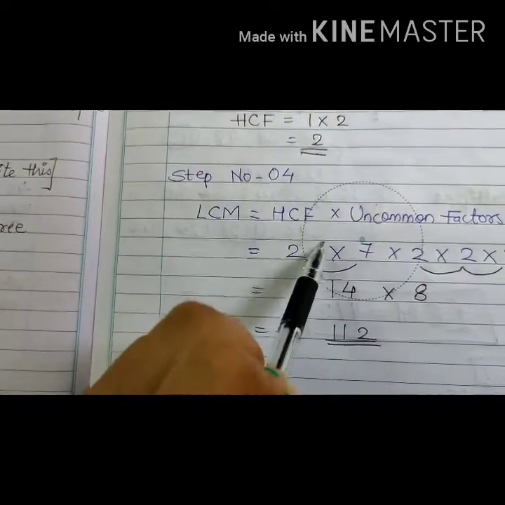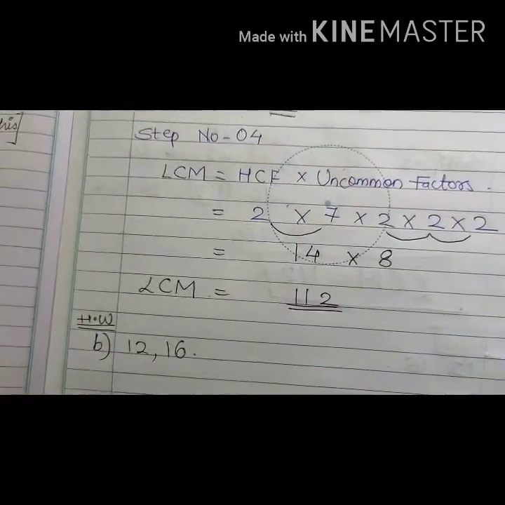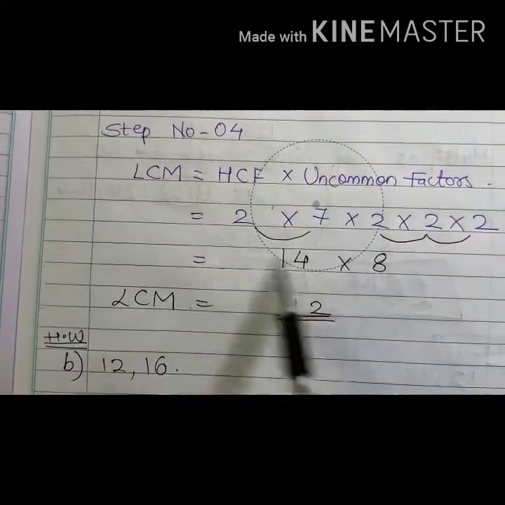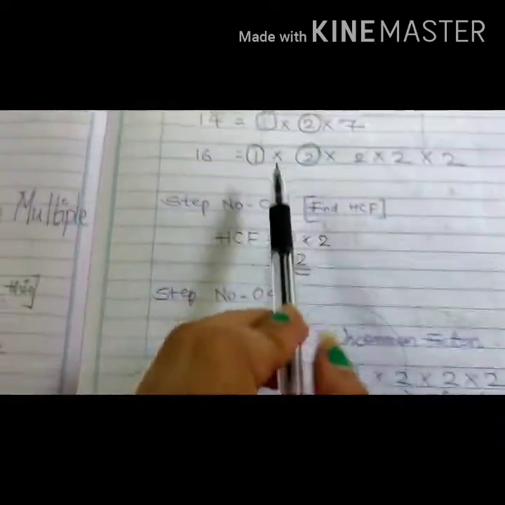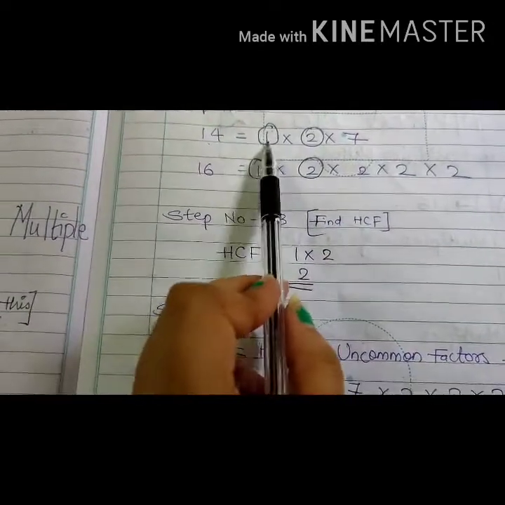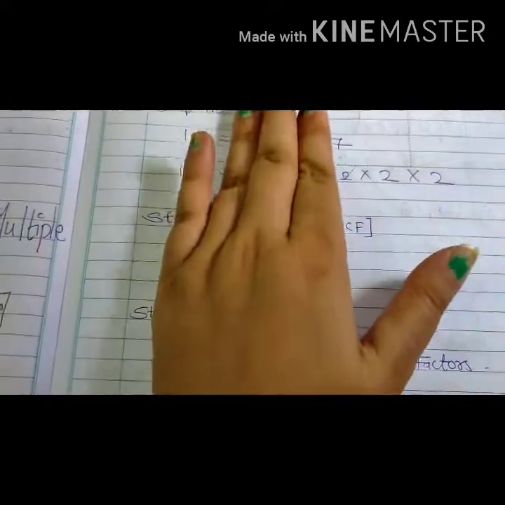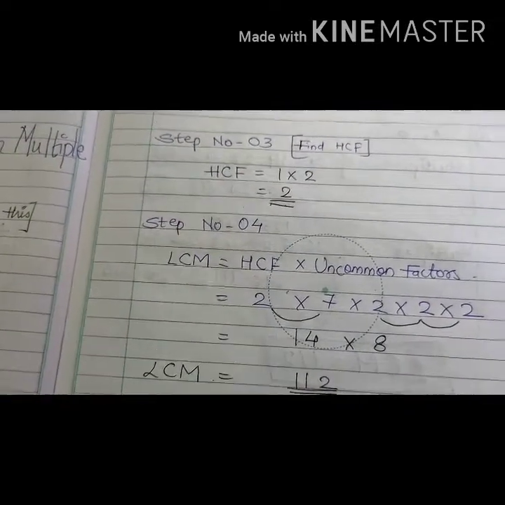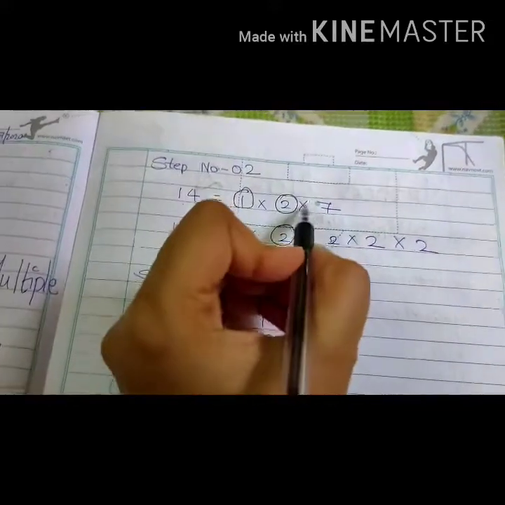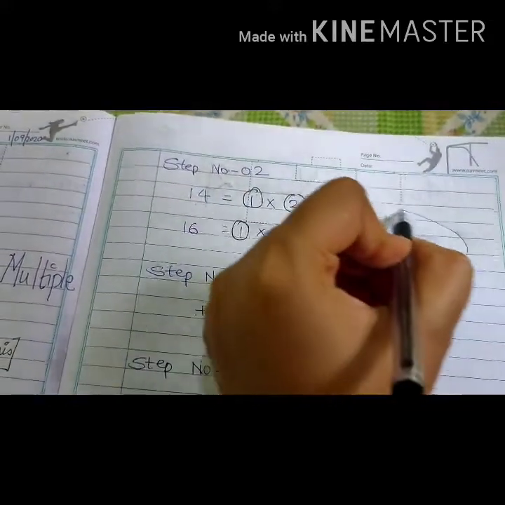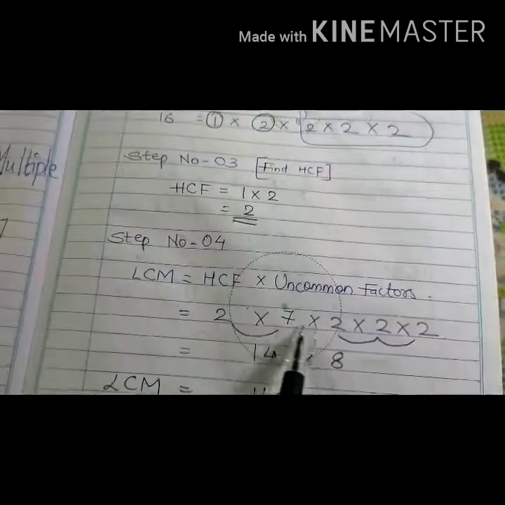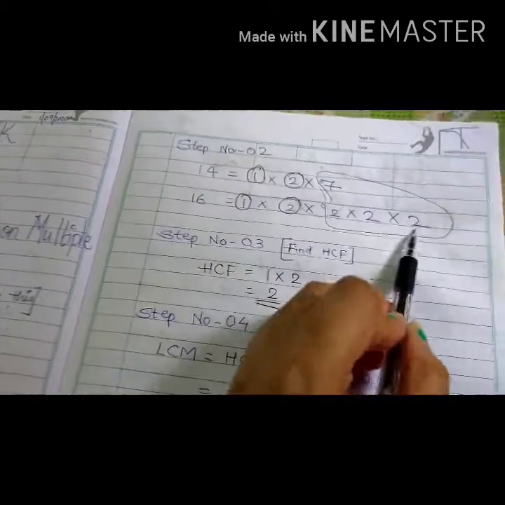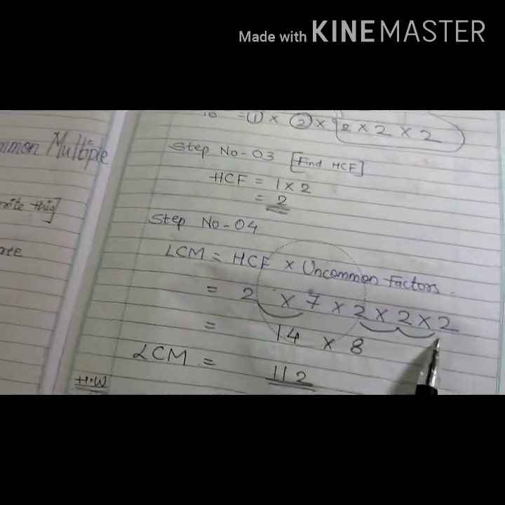So now we are going to introduce ourselves with a new formula. HCF multiplied by uncommon factors. So where will this come from? This we will be getting from step number 2. So HCF we have got. So on these things I will not focus. I quietly wrote HCF as 2. Now what are the uncommon factors? So this whole part I will write here same to same. 7 noted. 2 into 2 into 2. So 2 multiplied by 2 multiplied by 2.